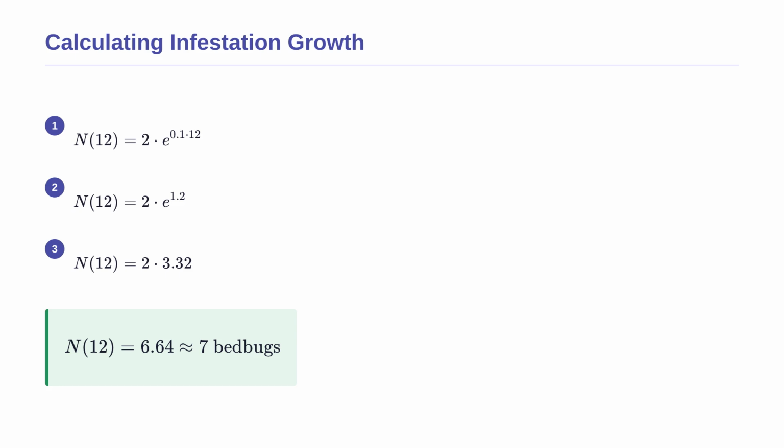The exponent becomes 0.1 times 12, which is 1.2. Evaluating e to the power of 1.2 gives us a growth factor of approximately 3.32. Multiplying this by our initial 2 bugs gives us 6.64. So the final answer is approximately 7 bedbugs. Note that in reality, the biological growth rate is often much higher, which would lead to hundreds of bugs.